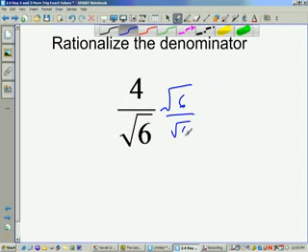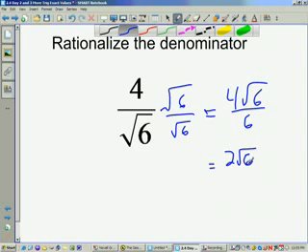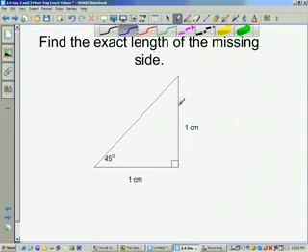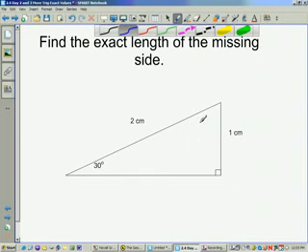If I multiply by root 6 over root 6, this would be 4 root 6 over 6. Now I simplify 4 6 to being 2 thirds. Alright, now if we're looking for the missing side in a 45, 45, 90 triangle, this side's 1, that side's 1, this side will be 1 times the square root of 2. In a 30, 60, 90 triangle, if I have the short side, which is across from the 30, if that's 1, the hypotenuse is twice that, which is 2, and this side over here is the short side times the square root of 3.